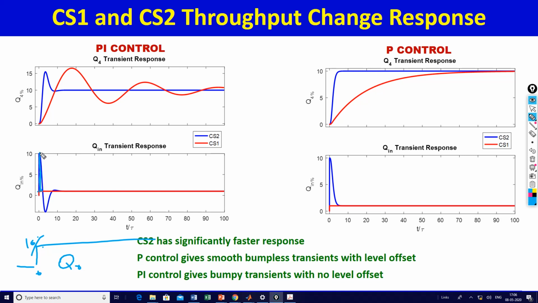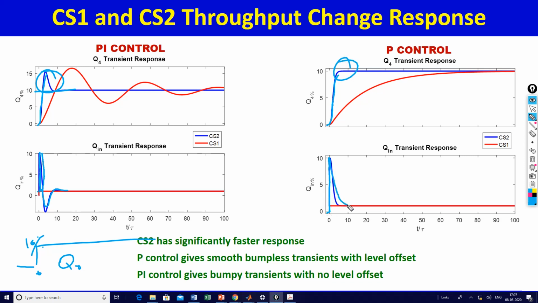Fresh feed goes to 10%, and then as recycle flow starts increasing, because as Q4 increases, recycle is R times Q4, so recycle would be 0.9 times this flow. As recycle flow starts to increase, the amount of fresh flow that you need to bring in decreases, and you get the kind of response that you get for a PI controller. As Q4 increases, the fresh feed FQ in has to decrease in order to maintain Q naught at 10%. So you get the usual bump with PI control, and in P control this bump is missing. There is no bump, there is a smooth transition.